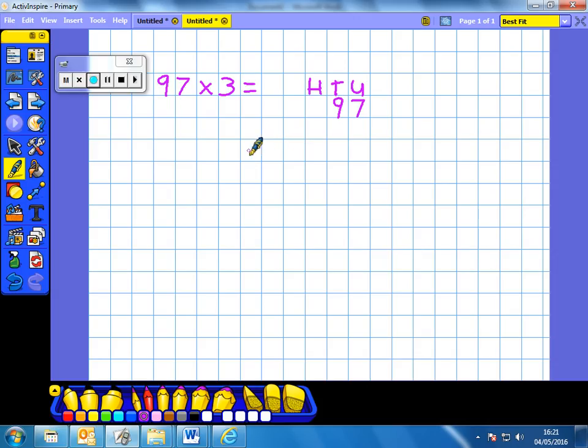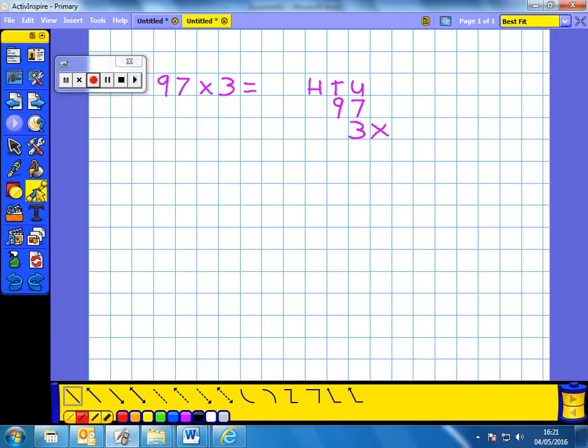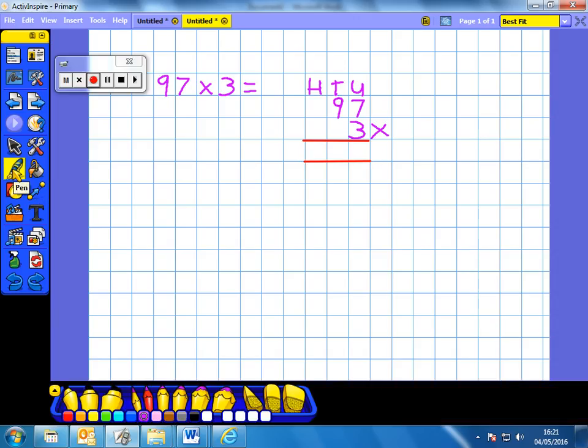Then we need 3 lots of these. So you put 3 under the 7 in the units column, and then you put the multiplication sign on the right hand side. With a ruler you draw 2 straight lines. This is where your answer will be.